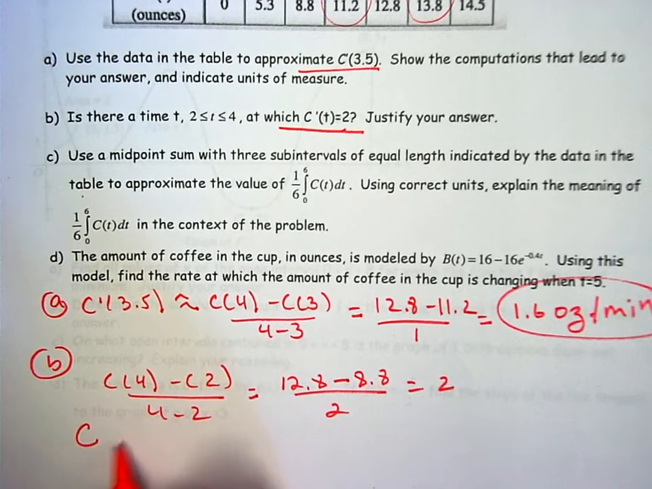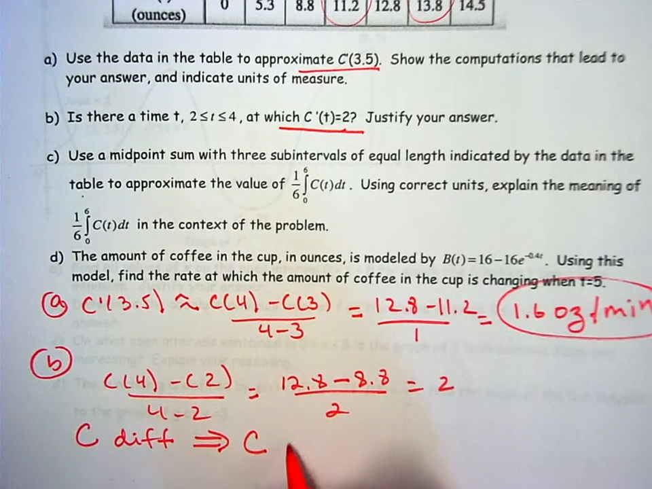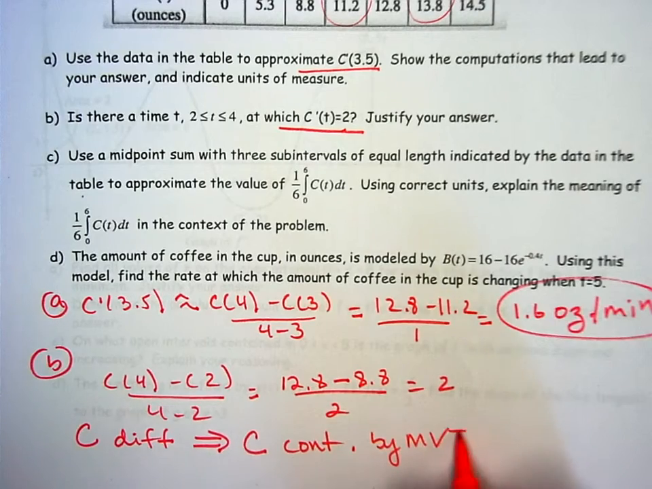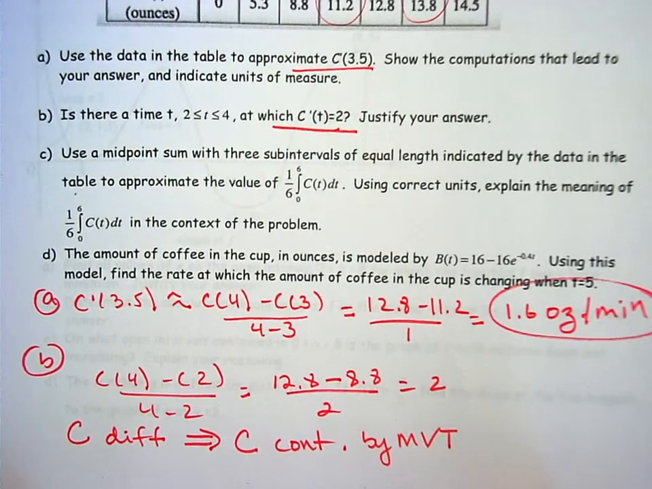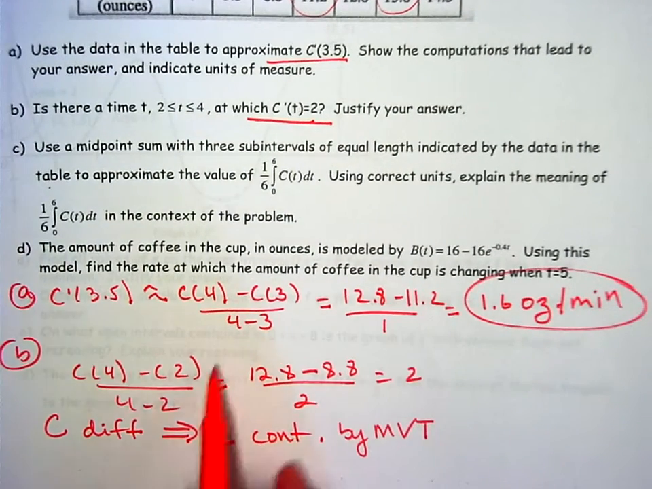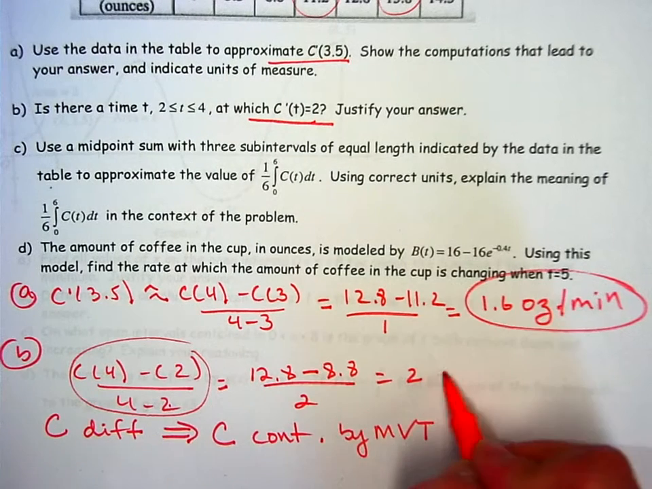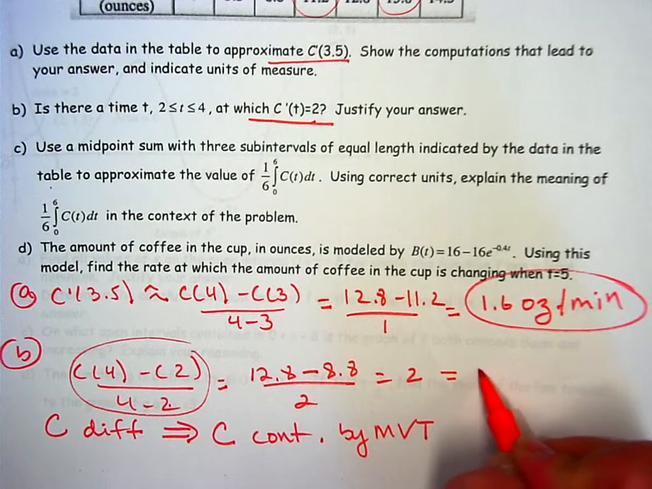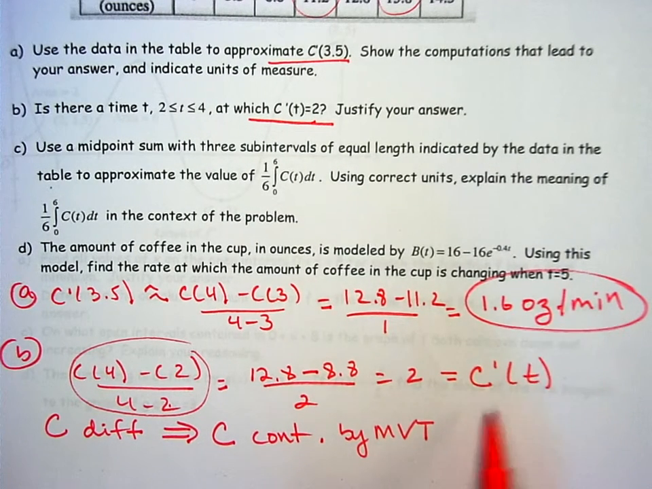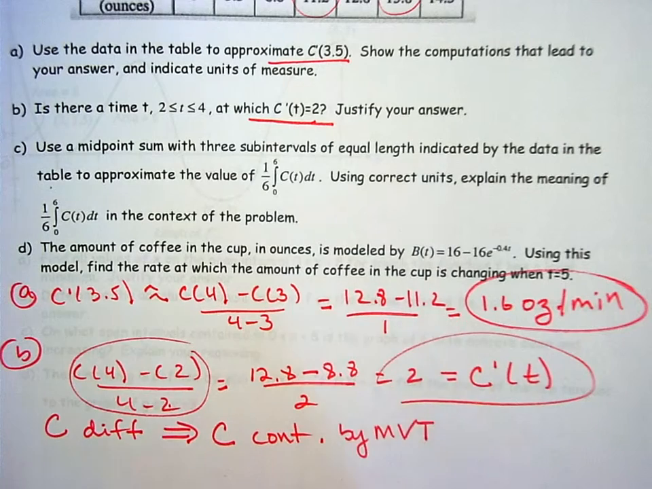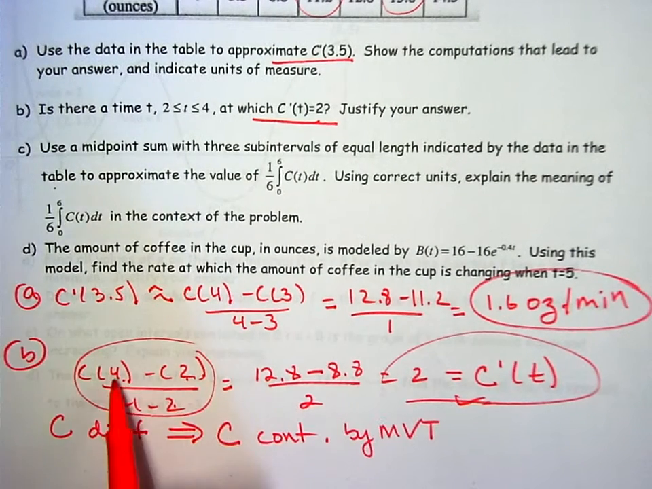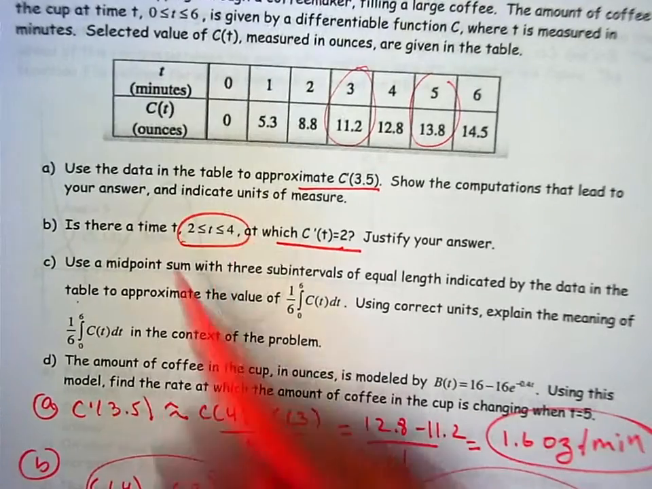So they told you that C is a differentiable function. So C is differentiable, which really implies that C is also continuous. And I know by the mean value theorem, if a function is differentiable and continuous, there has to be a place where the average rate of change, which happens to be 2, is also equal to the instantaneous rate of change, which is C prime of t. So there is a place somewhere between 4 and 2 where this occurs. And I know I use the points from 2 and 4 because that's the interval that they're asking about.